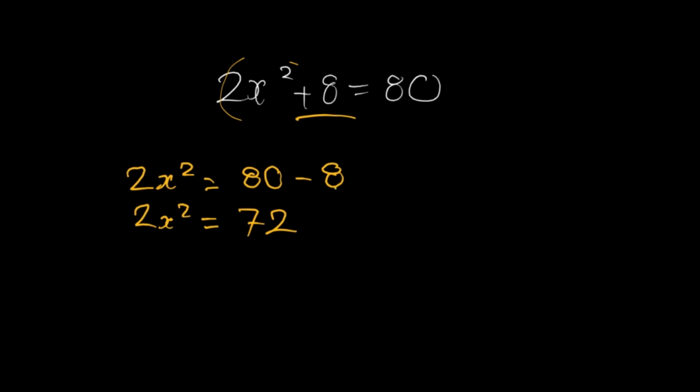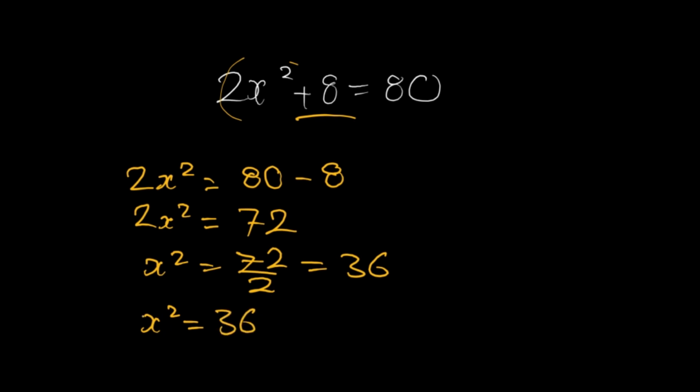And then this becomes 2x squared equals 72. We're going to put the 2 on the other side. Right now it is 2 times, so this becomes division. So x squared equals 72 over 2, which is 36. x squared equals 36.